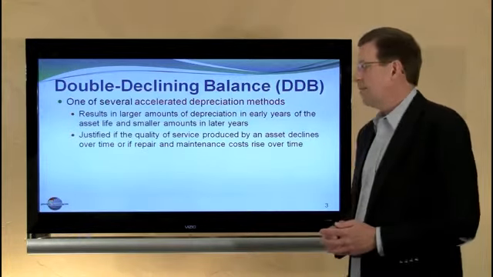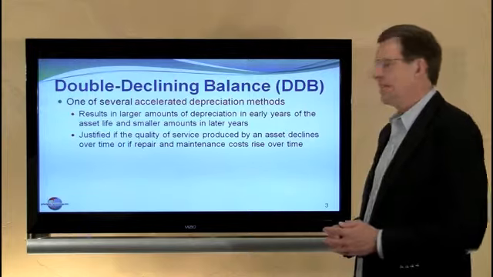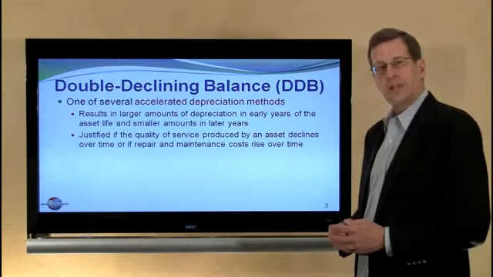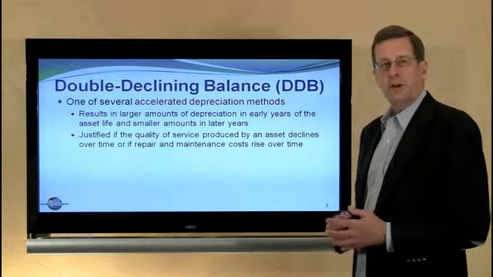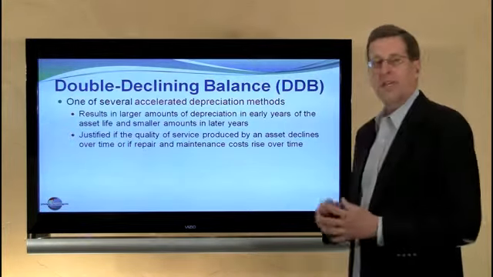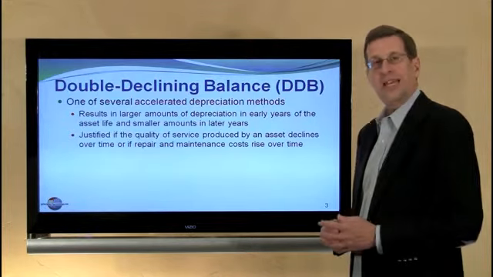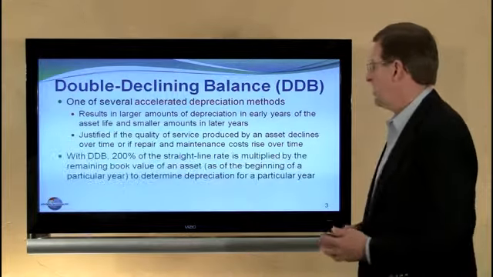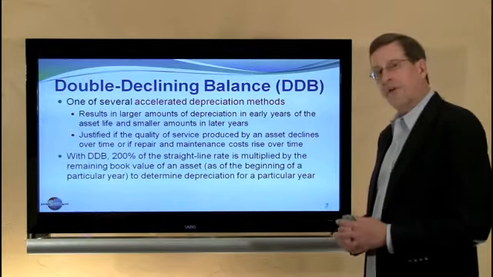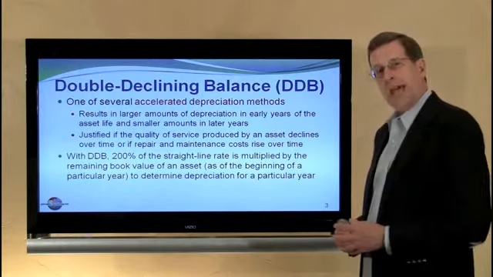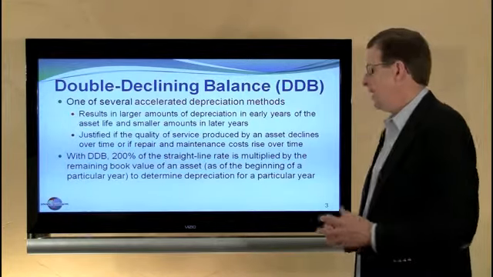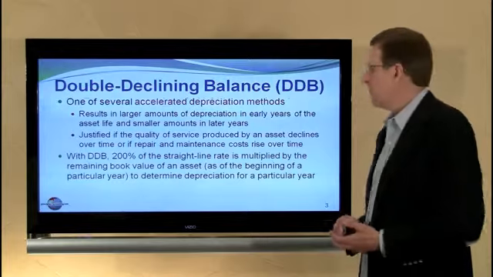It's justified if the quality of service produced by an asset declines over time, or if repair and maintenance costs are expected to rise over time. Both of those are explanations or justifications for accelerated methods, although indeed no particular justification is needed. It's one of several acceptable depreciation methods. With double declining balance, we're going to take 200% of the straight line rate and multiply that times the remaining book value of the asset at the end of each period to determine depreciation for a particular period.